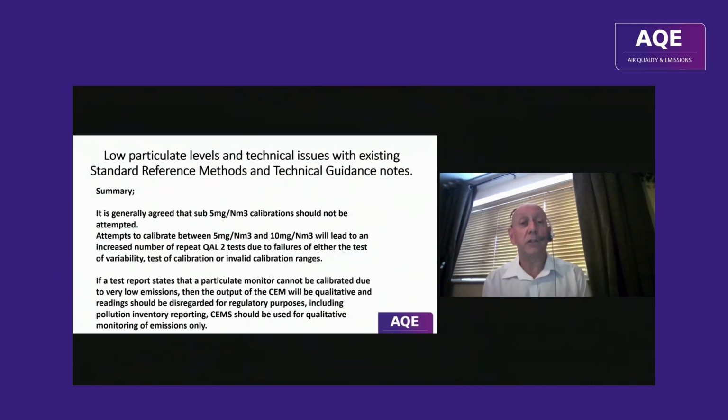So just to summarise some of the technical issues with the standard reference method and technical guidance notes: it's generally agreed for particulate matter that sub 5 milligram calibration should not be attempted. Attempts to calibrate between 5 and 10 milligrams will lead to an increased number of repeat QAL2 tests due to either failures of the test of variability, test of calibration, or from invalid calibration ranges. If a test report states that a particulate monitor cannot be calibrated due to very low emissions, then the output of the SEM will be qualitative and really should be disregarded for regulatory purposes, including pollution inventory reporting. Continuous emission monitors should be used for qualitative monitoring of emissions only.